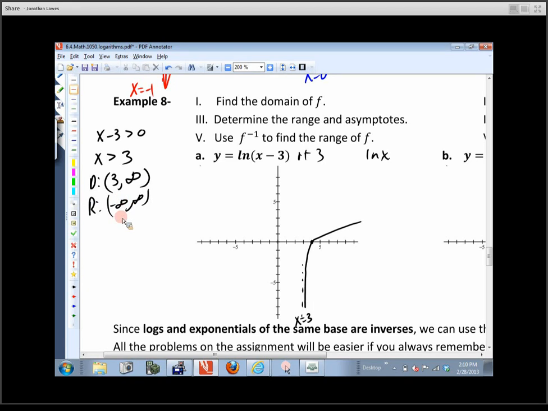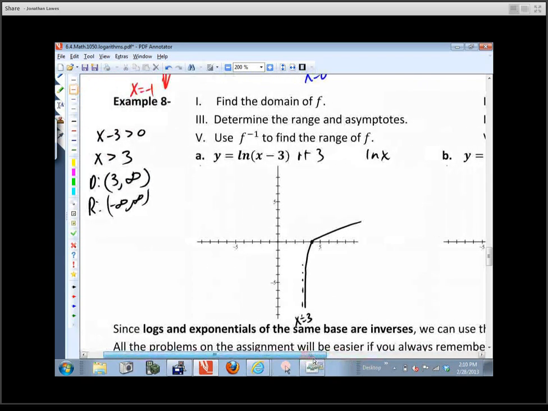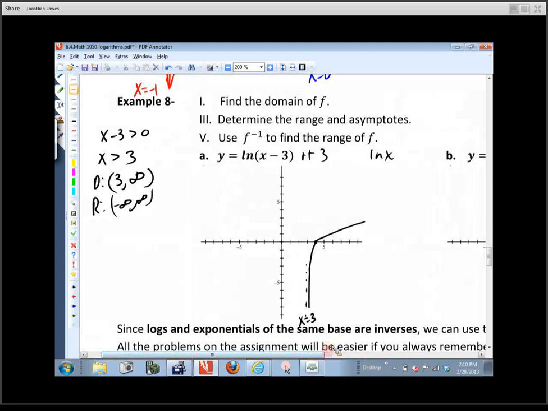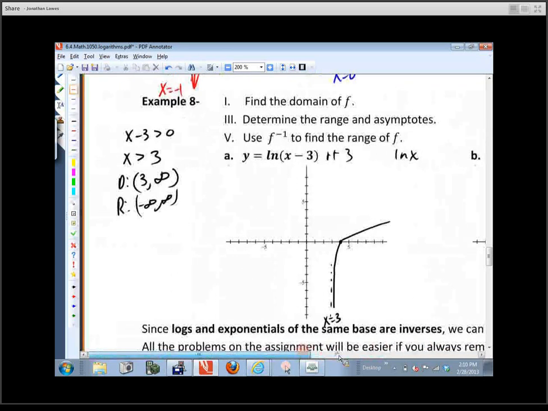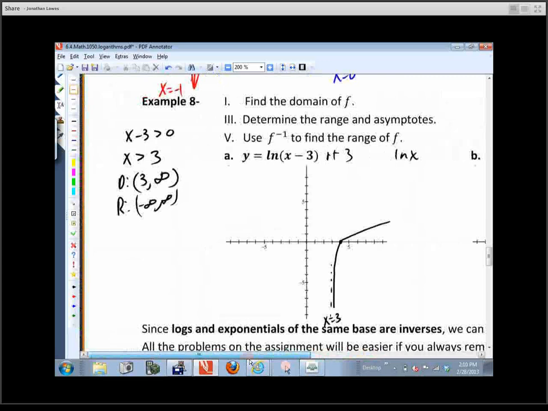Okay, now, I'm going to change colors because it said find the domain, graph it, find the range and the asymptote. So we've got all that stuff. And then it says find f inverse, and then it says find the range. Well, here's what we're going to do. I'm going to change colors. What's the domain and the range for the inverse? Just switch them. Negative infinity to infinity. 3 to infinity, right?